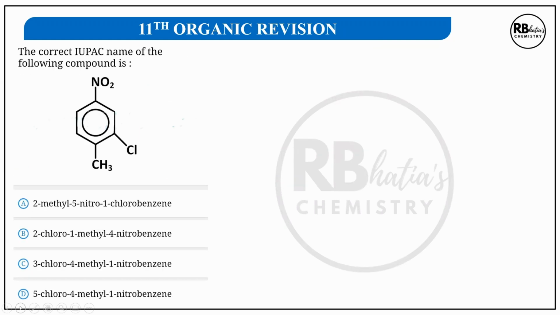The next is the correct IUPAC name of the following compound. Again, we have in this structure no functional group, only substituents. So the only thing important is going to be the lowest locant rule. We get the lowest locants if we number it this way. Now we name alphabetically. Cl comes first, so it has to be 2-chloro, written first. Then after C comes M and then N. So the name becomes 2-chloro, 1-methyl, 4-nitrobenzene. So option B is the correct option for this.